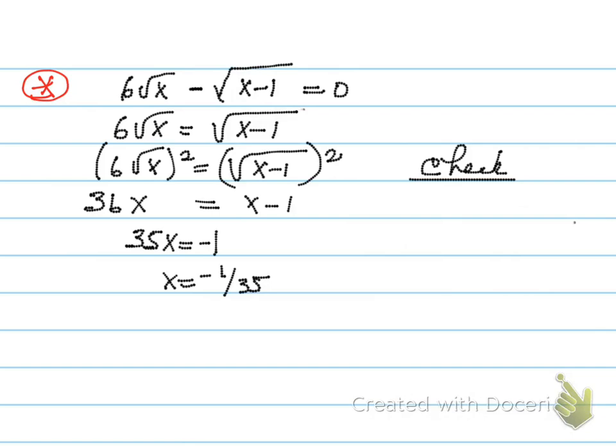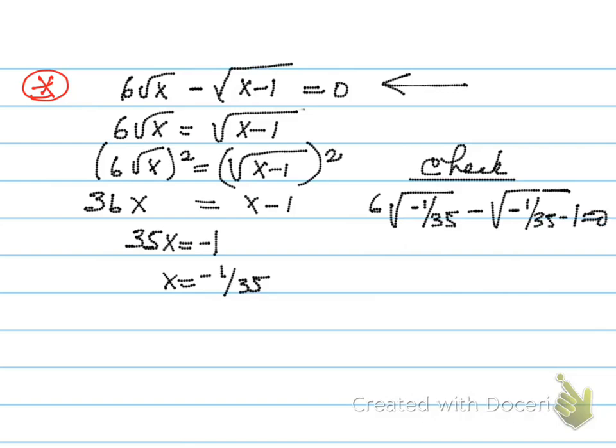Alright, let's see what happens when you go to check. You're going to plug negative 1 over 35 into this first line right here. So 6 times the square root of negative 1 over 35, and you can see the problem right away. You don't even have to finish. I'm just going to fill it in here. Okay, this is a negative number under an even root. So we're going to reject this solution, because you can't take the square root of a negative number. And you're going to conclude that there is no solution to this problem.